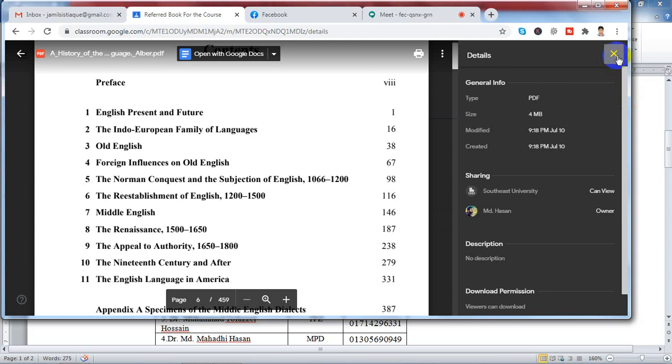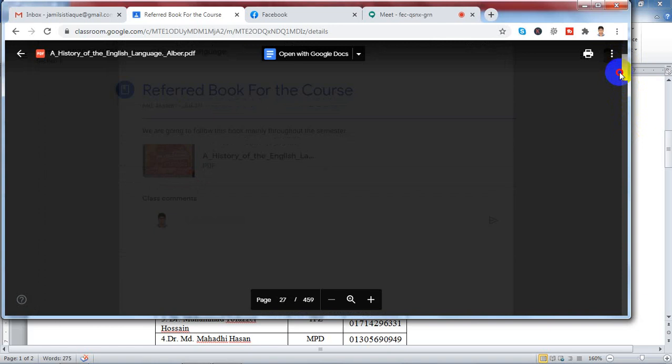And remember one thing: this course may not be as interesting as Shakespeare, As You Like It, or Dr. Faustus. It should not be like that. It is something related to information, sometimes very, very uninteresting, but we need to know. Understand? Yes, sir.